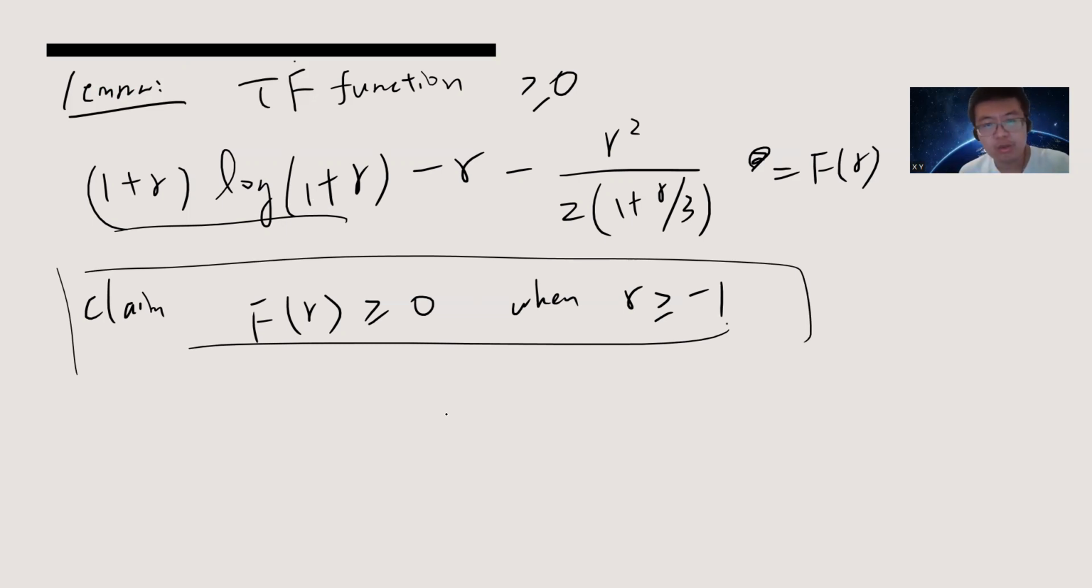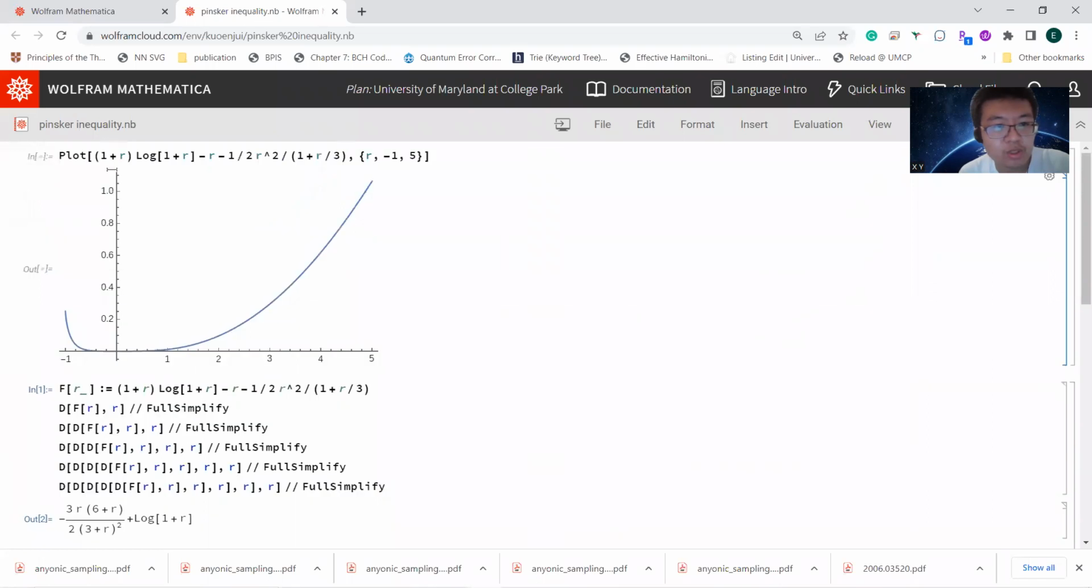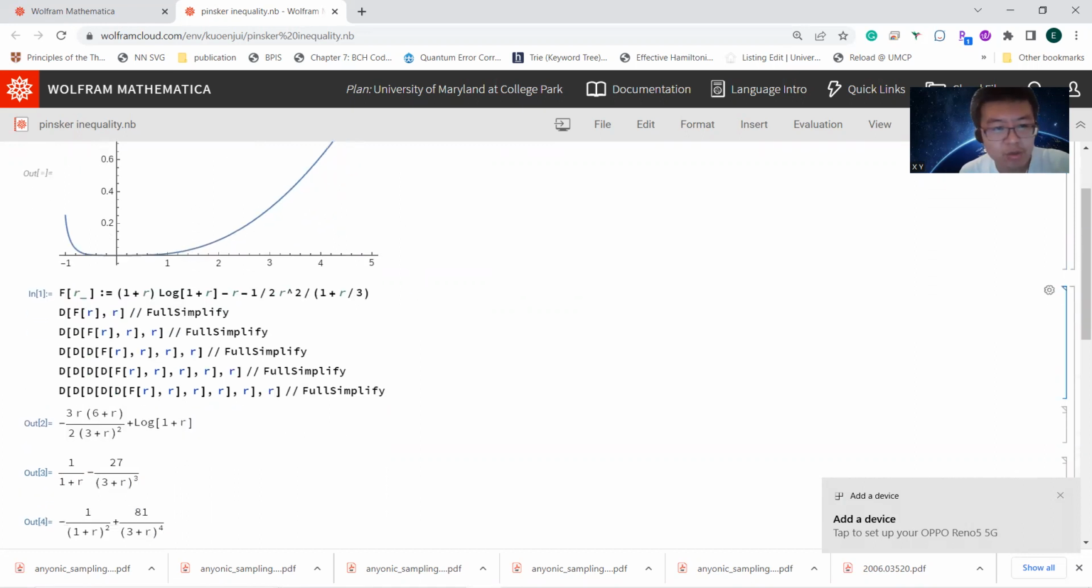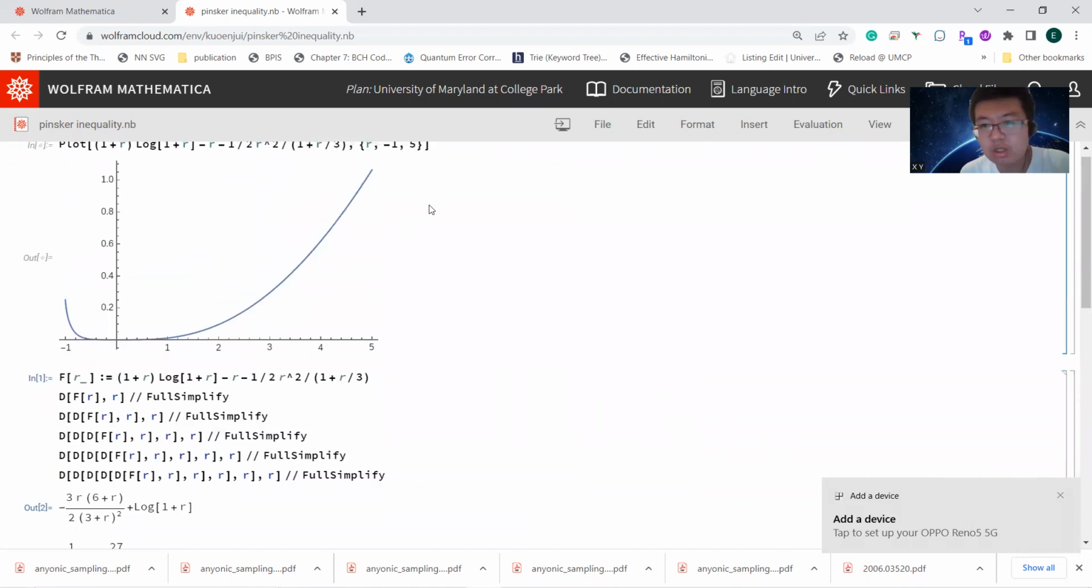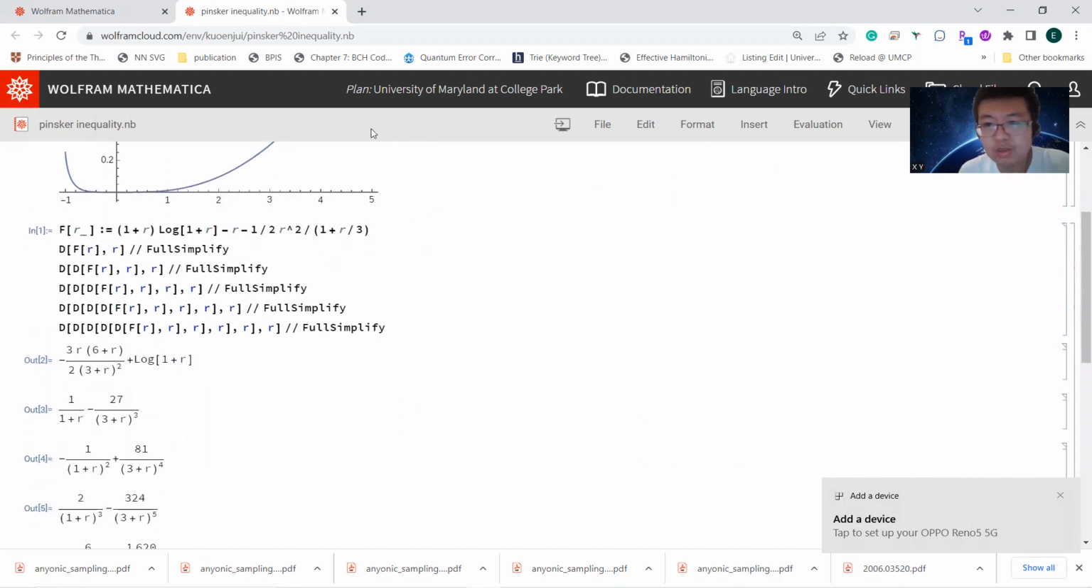You can just use a computer and plot this function, 1 plus r log 1 plus r minus r minus half of r squared over 1 plus r over 3, and you can see it's positive. This is some figure that makes you believe what I'm saying is true. But we need these two derivatives, so let me use these two derivatives.